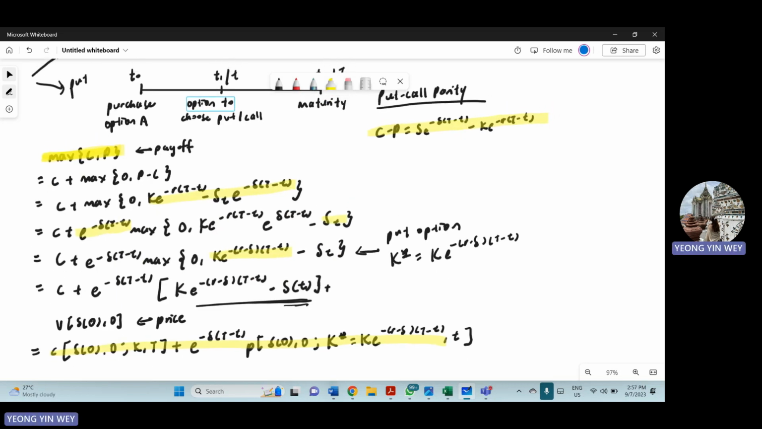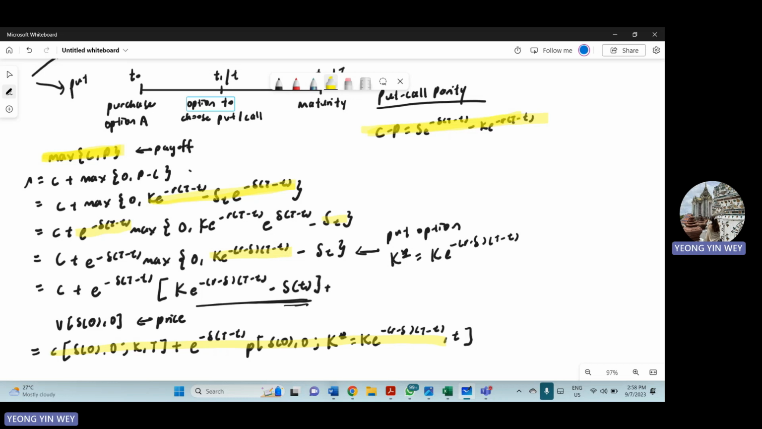For the payoff, the maximum of the call option and put option, we can take the call C out. So it is equal to C plus maximum of 0 and P minus C. We have the put-call parity formula, which is C minus P equals S e^(-delta T) minus K e^(-r T). We substitute it into the equation for P minus C, just exchanging the sign, and we take the constant out, leaving the S_T here. Next, we combine the negative r and the delta, so we have maximum of 0 and K e^(-(r - delta) T) minus the stock price.